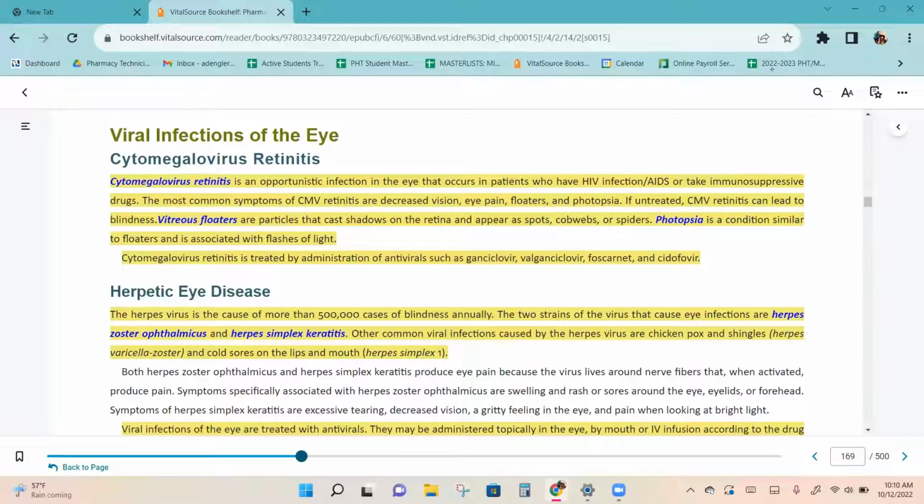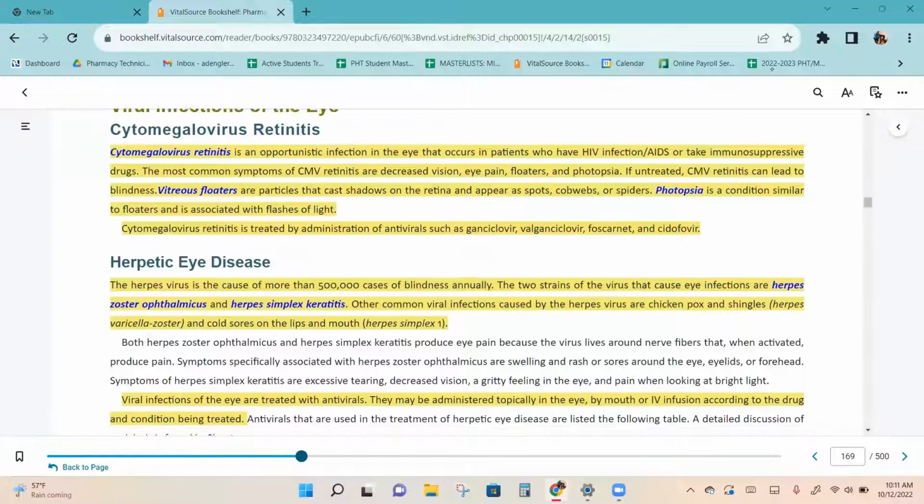Cytomegalovirus retinitis is an opportunistic infection in the eye that occurs in patients who have HIV infection, AIDS, or take immunosuppressive drugs. The most common symptoms of CMV retinitis are decreased vision, eye pain, floaters, and photopsia. If untreated, it can lead to blindness. Vitreous floaters are particles that cast shadows on the retina and appear as spots, cobwebs, or spiders. Photopsia is a condition similar to floaters and is associated with flashes of light.